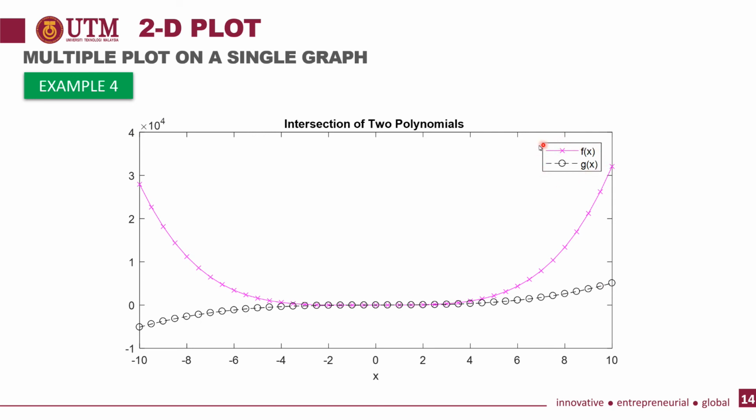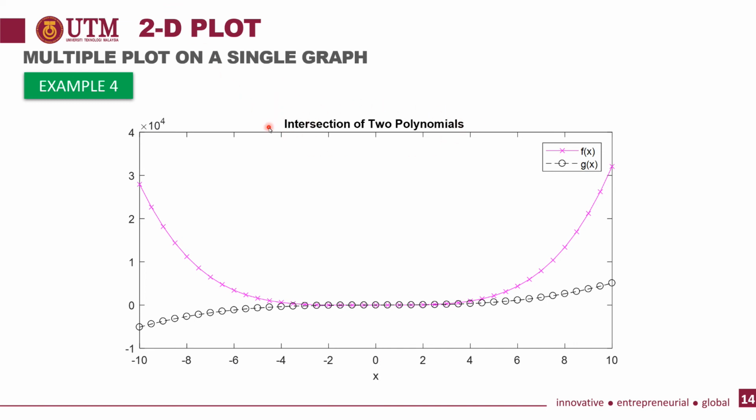Okay, the legend will give the representation name for each line. The magenta line is the function of f(x). The dotted black line is the function of g(x). So this is a legend. Then you put the name of the x-axis as x, and you put the title of the graph, which is "intersection of two polynomials".